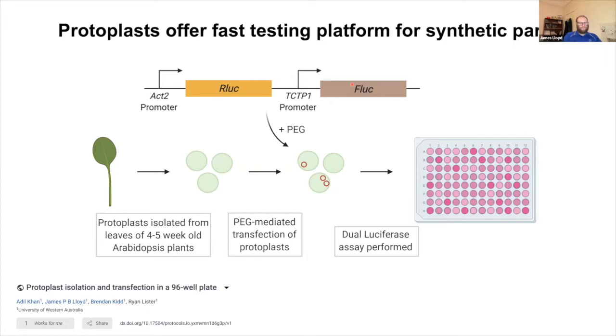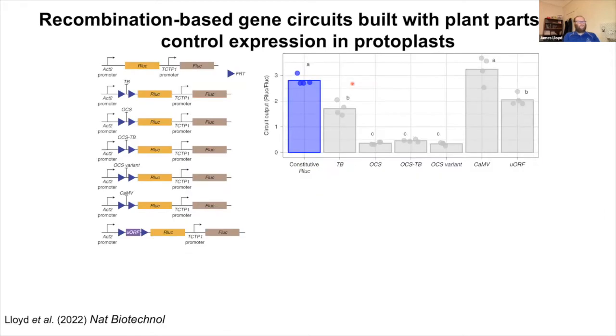Now comes us actually building and testing the components we need for gene circuits. The first component we need really is a nice terminator to block expression of Renilla luciferase. As I walk you through this first data slide, we have the Actin-2 promoter driving Renilla luciferase, and this top construct here is our control construct.